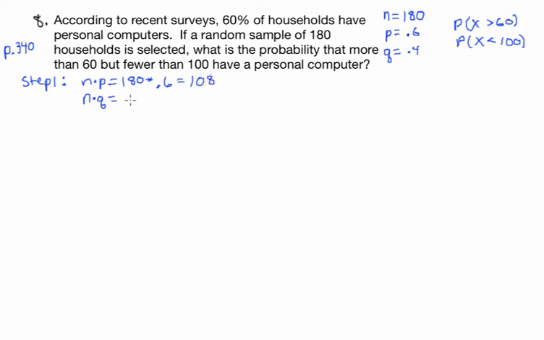And NQ, 180 times 0.4 is 72. These are both more than 5. So we're good to go. We can keep going.